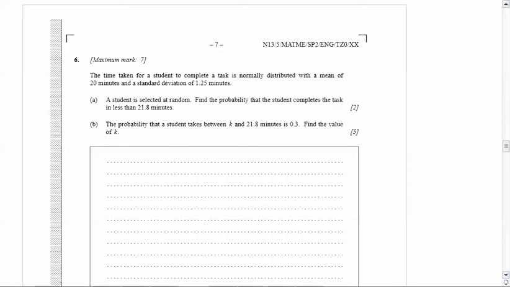So this is a normal distribution. If I draw my normal distribution there, it says the mean is 20 minutes. So this is 20 right there. And then the standard deviation is 1.25. So standard deviation equals 1.25. And a student is selected at random. Find the probability the student completes the task in less than 21.8 minutes. So that should be this one right here.